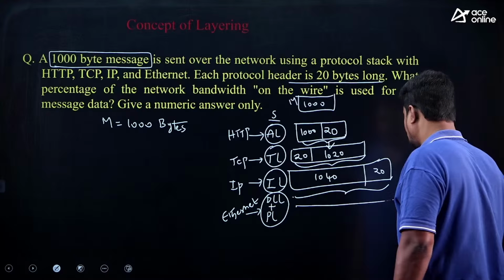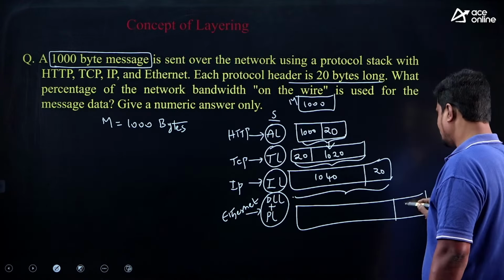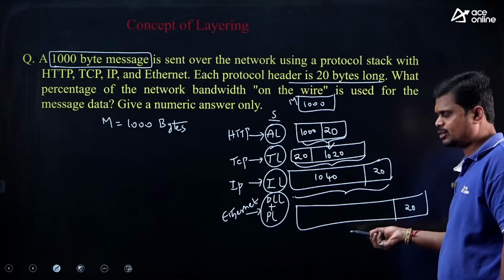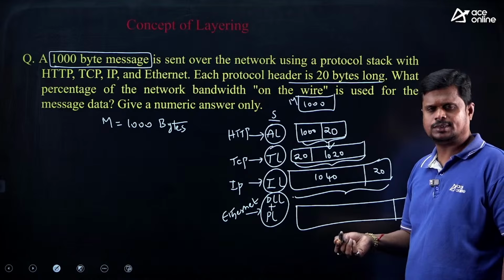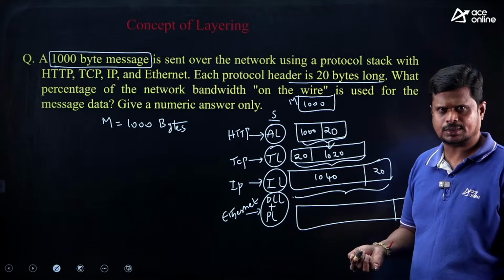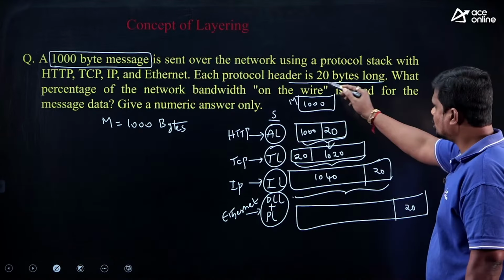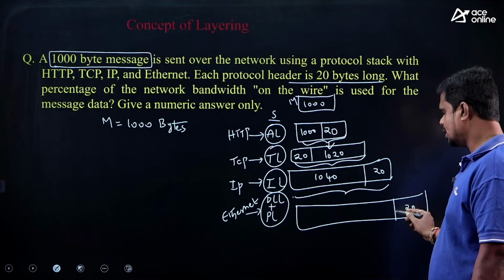Here also you are appending a header. What is the size of the header you are appending? As part of the physical layer, you have the preamble and SFD. These are the fields we consider as physical layer headers. As the question mentions, each protocol header is 20 bytes, so here also 20 bytes of header can be added.